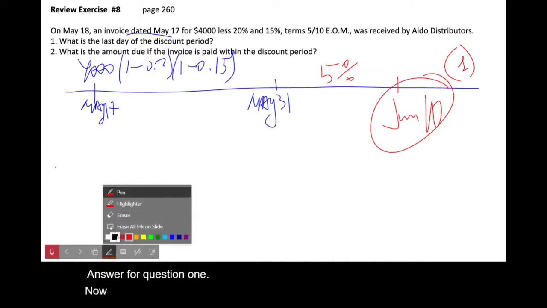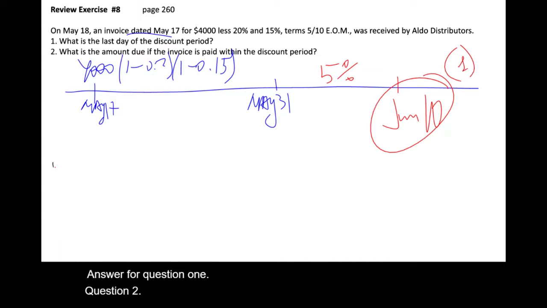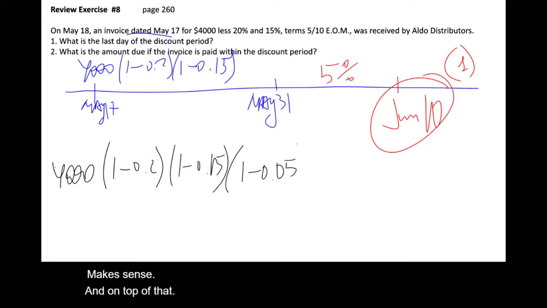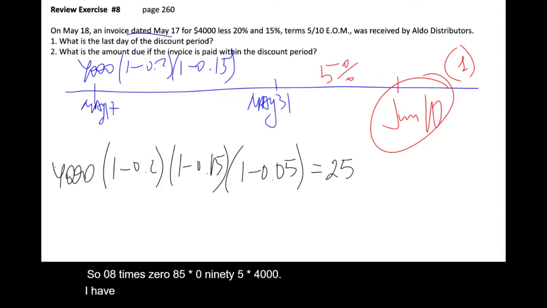Now question 2. 4,000. I have to first find this, right? Make sense? And on top of that, 5%. So 0.8 times 0.85 times 0.95 times 4,000. I have 2,584. That's the answer for question 2. Any questions, people?